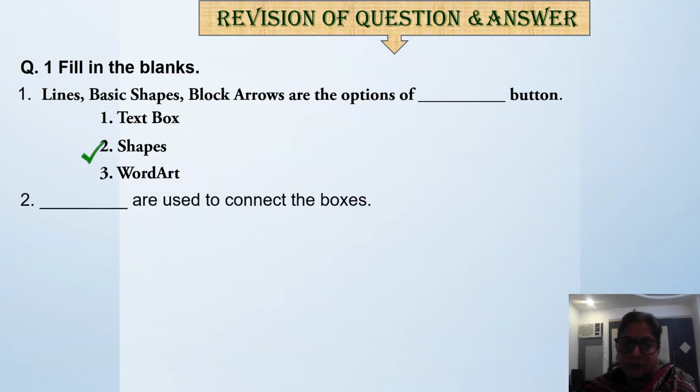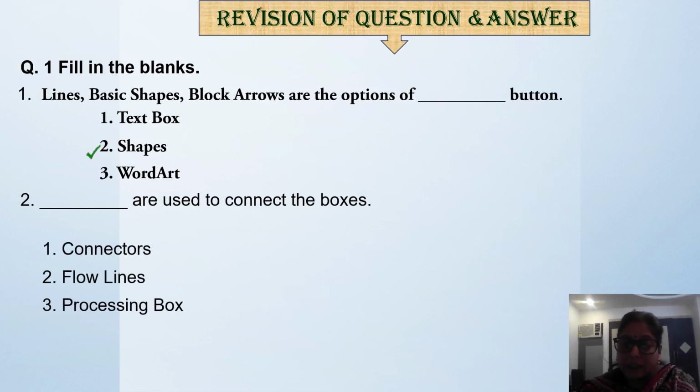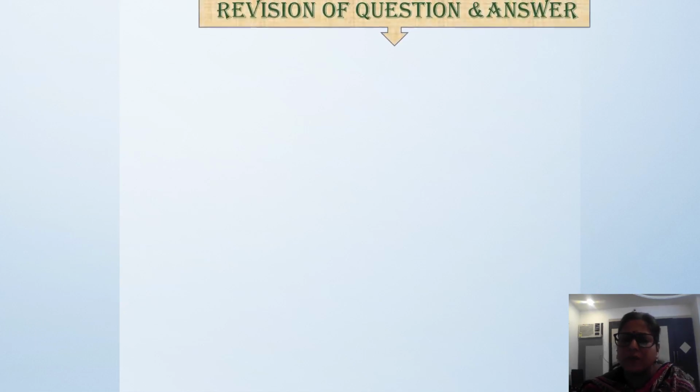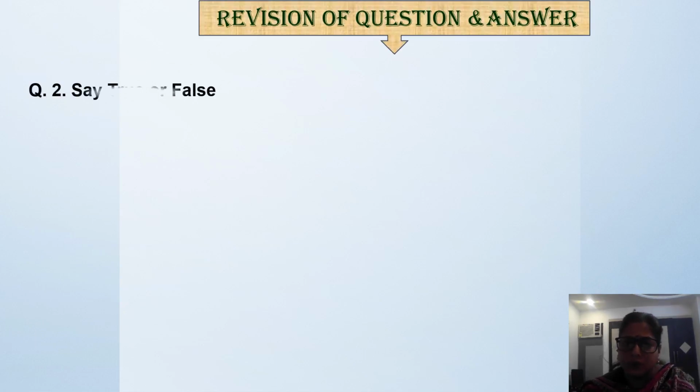Second: dash are used to connect the boxes. What are used to connect the boxes? See here the options: connectors, flow lines or processing box. What is the answer, children? Yes, right, connector.